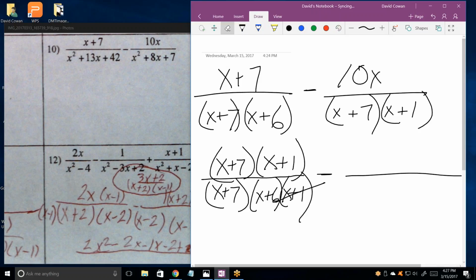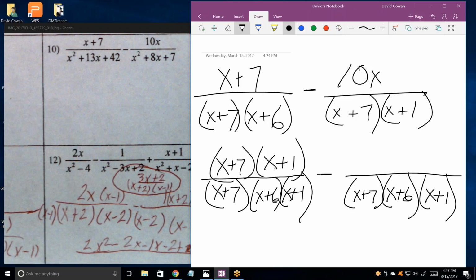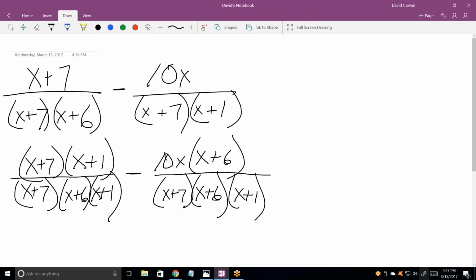I mean, I could go through the hard way of figuring it out, but to me, this is actually the easier way once you get used to it. Mm-hmm. Okay? And this over here is x plus 7, x plus 6, x plus 1. What goes in? And then it would be 10x, x plus 6. You got it. Now you're getting the hang of it, I can tell. Yeah. I just need to remember that you put the one that's not already in the fraction.